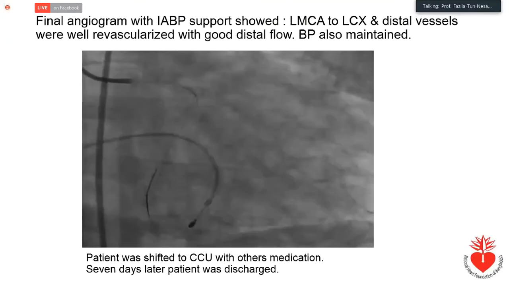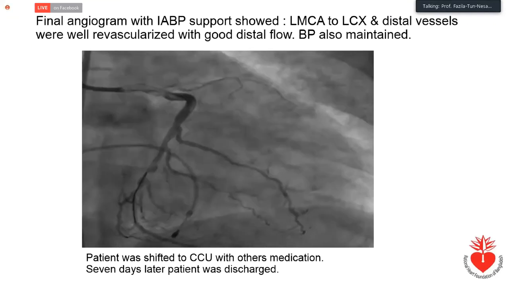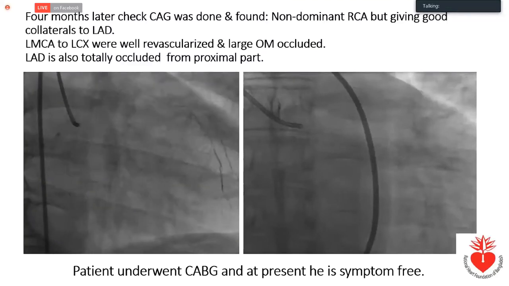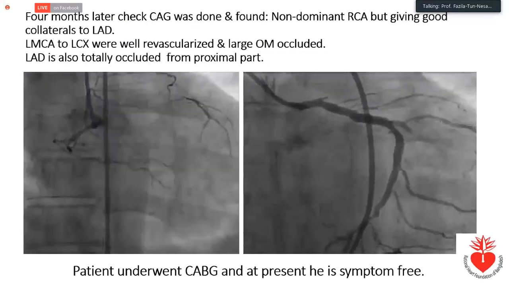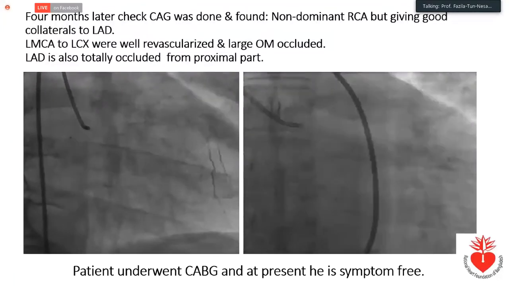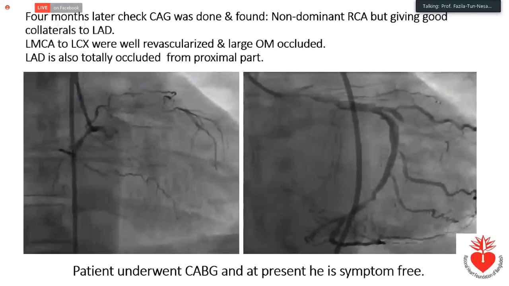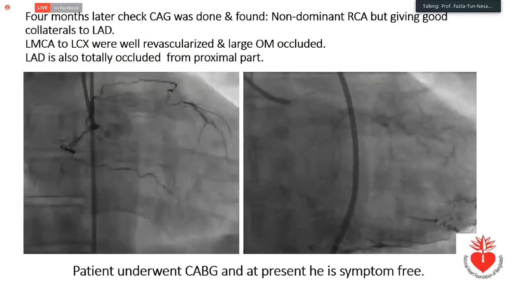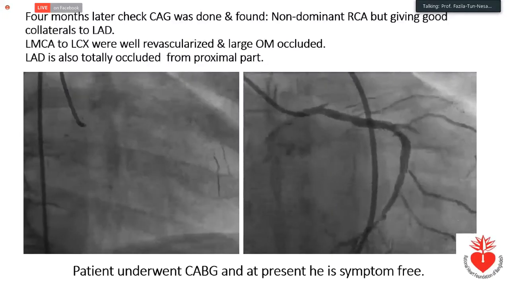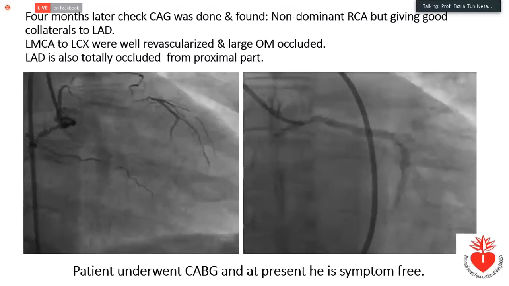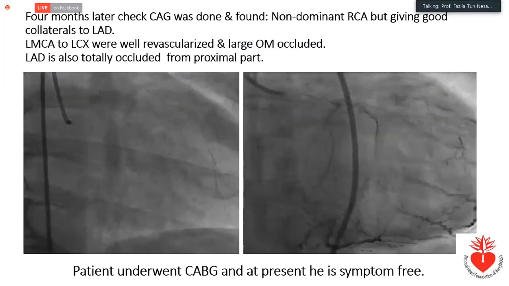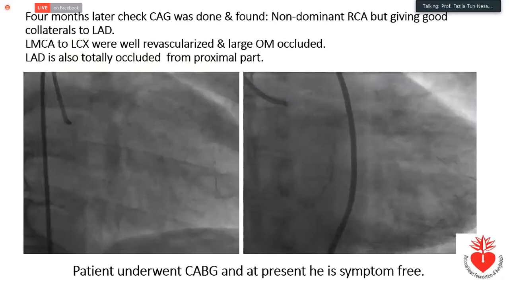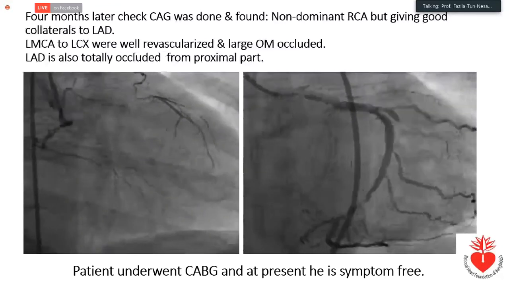We asked him to come back after a month. However, he took his time and he came after 4 months. And after 4 months, we did his check angiogram, and we found that the RCA, which was a severely diseased non-dominant vessel, was giving very great collaterals to the LAD. And maybe these collaterals were instrumental in the patient's survival. And the LCX, the stent that we had put 4 months ago, was well. However, there was a large OM that was occluded. The LAD was totally occluded from the origin, getting collaterals from the non-dominant RCA. So we sent this patient for CABG, and at present he is symptom-free.